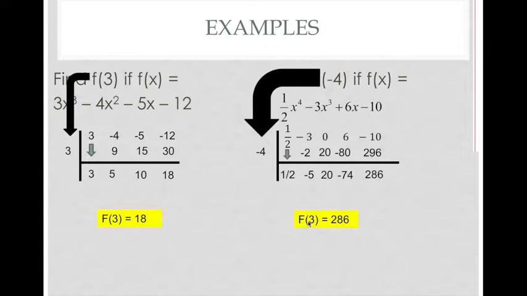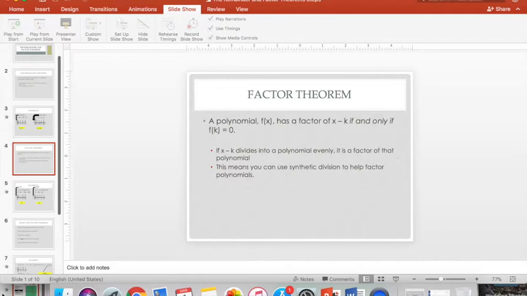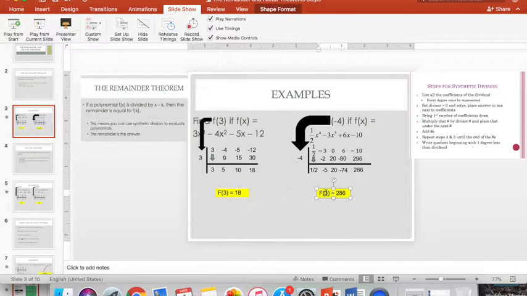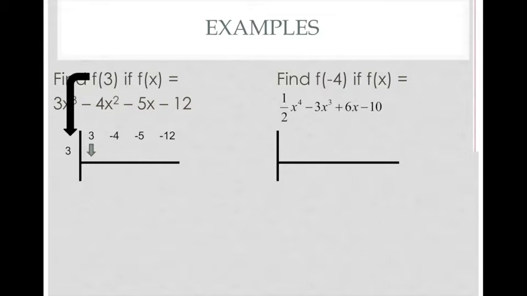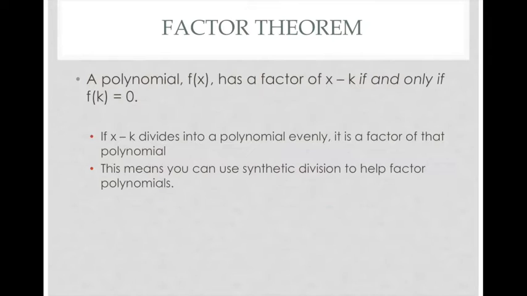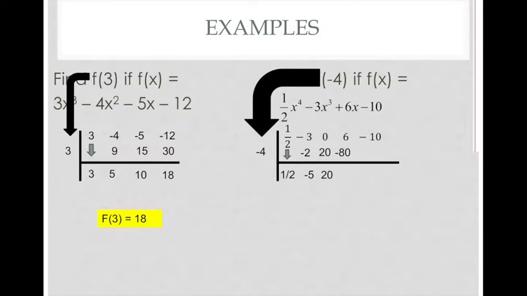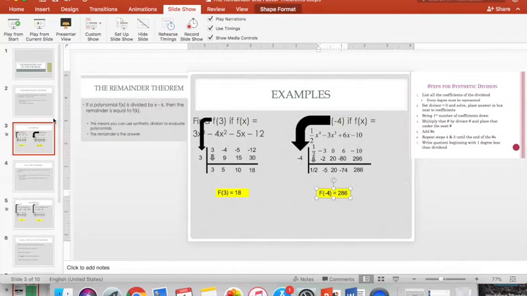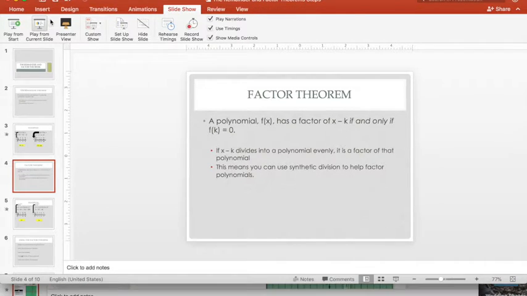So my answer is f of 3, or f of -4. That should be f of -4. f of -4 equals 286. Okay, so that was the remainder theorem. Now we're going to take a look at the factor theorem.